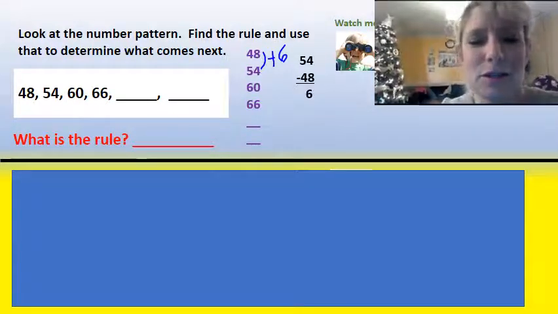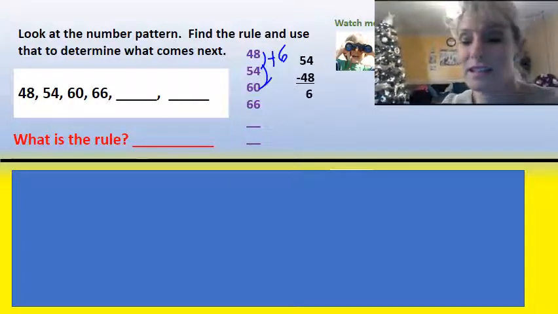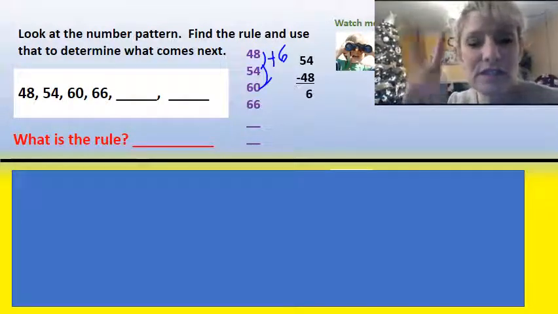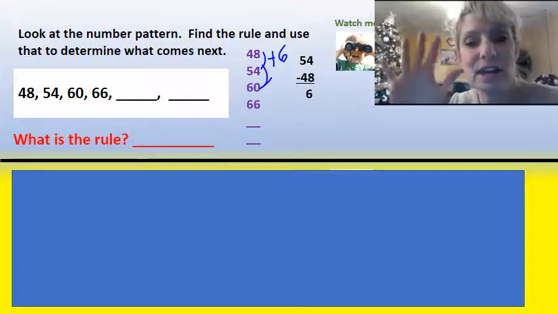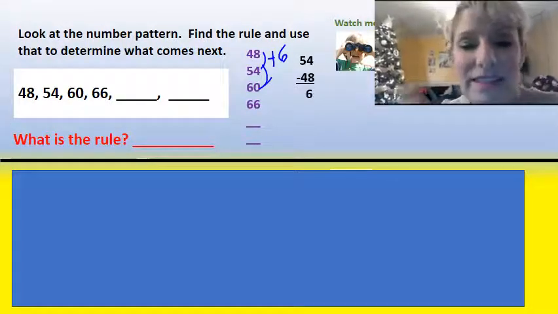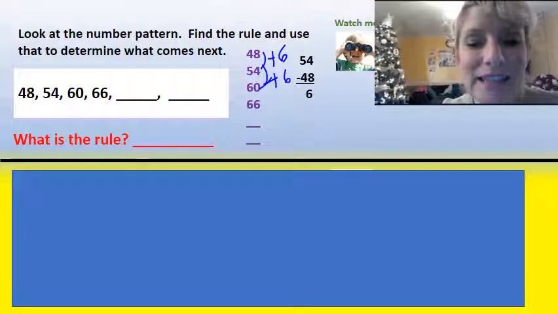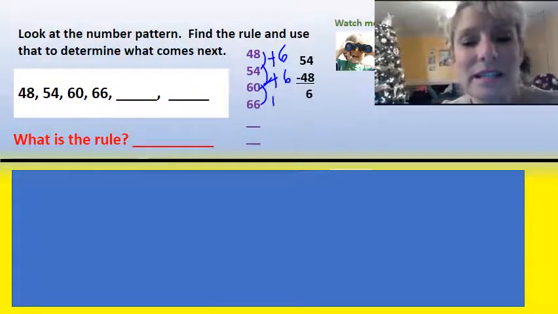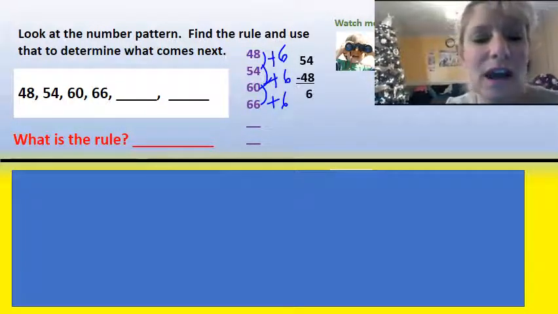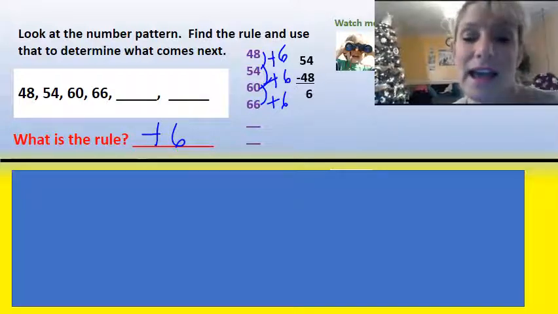All right, so I'm going to try the next one and see if it is adding 6. 54, 55, 56, 57, 58, 59, 60. That is adding 6 as well. And from 60 to 66, that is also 6. Now, I can see that my rule is going to be adding 6.